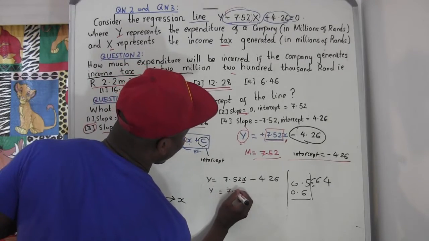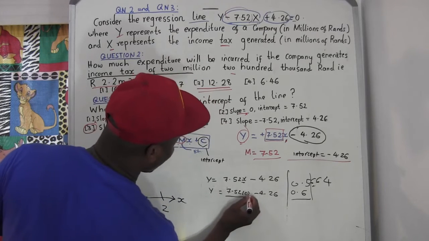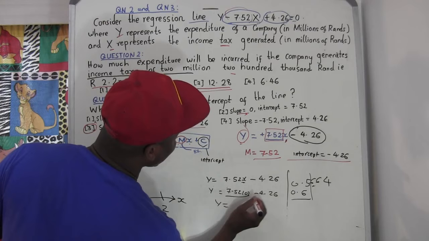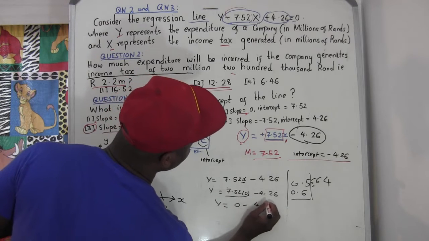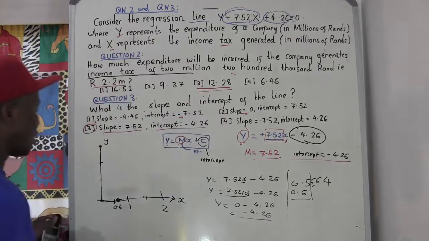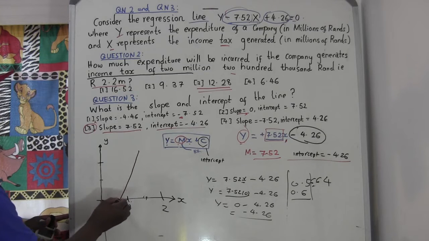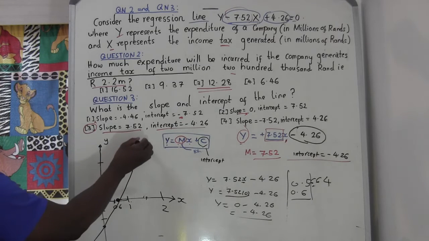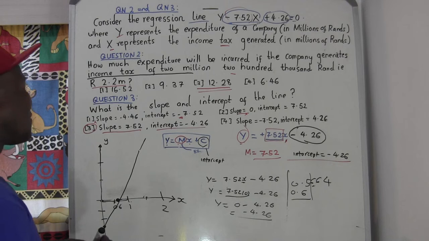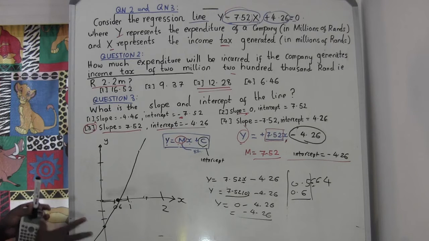So this is going to be y equals 7.52 times 0 minus 4.26. So 7.52 times 0 is 0, since 0 times anything is 0. So this is going to be 0 minus 4.26, and then this is going to be negative 4.26. Now if we had to draw, let's say -1, -2, -4 here, 0.6 somewhere. So this graph is going to be like this. So this is going to be our regression line of this equation. Sorry, my drawing is very rough, but I just want to give you an idea. So that's how the graph should be.